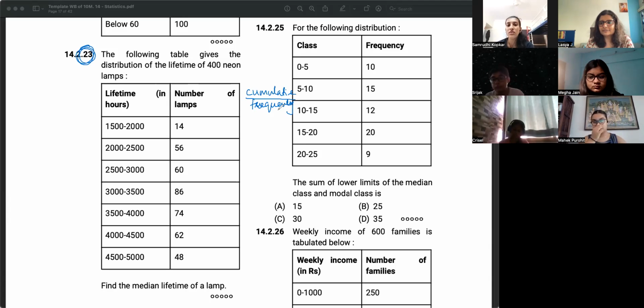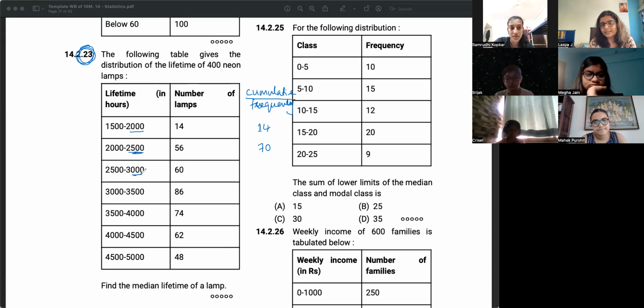How cumulative frequency works is, यहाँ पे 1500 to 2000 hours 14 है ना, तो how many lamps have lifetime less than 2000 hours? 14. Okay, next. How many lamps have lifetime less than 2500? 56 plus 14. कितना हुआ? 70. Right? So that 70 is the cumulative frequency up to 2500.